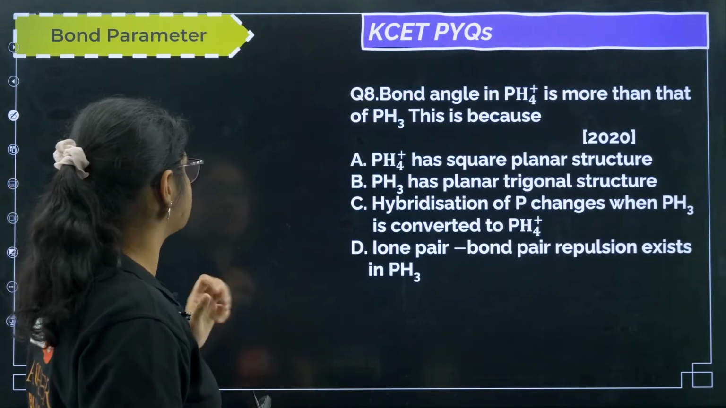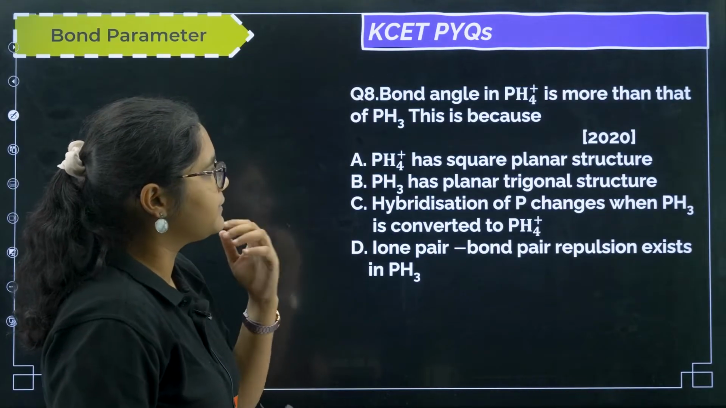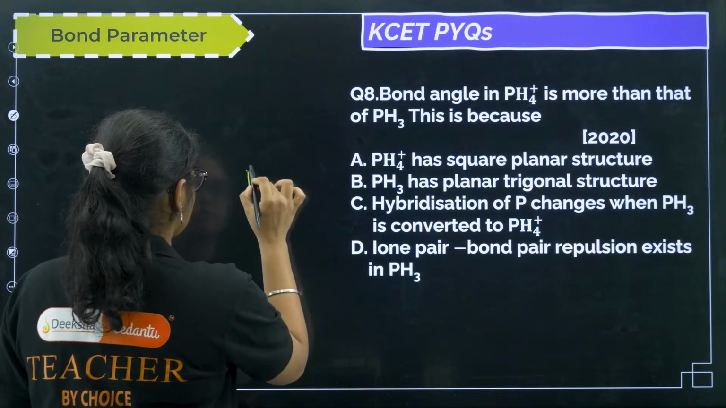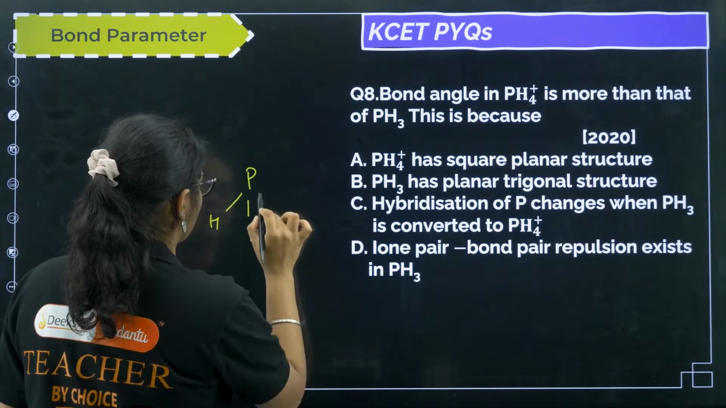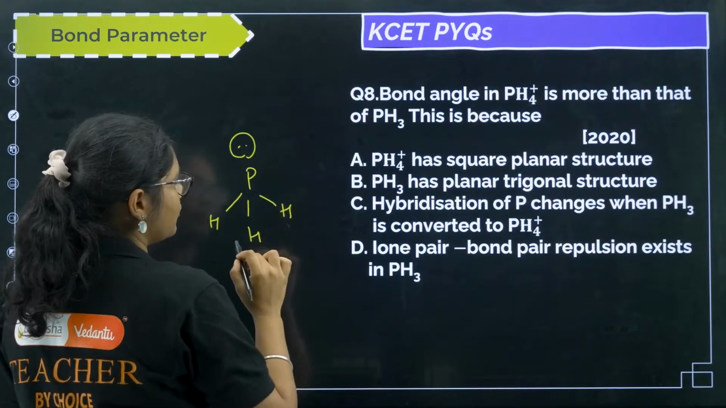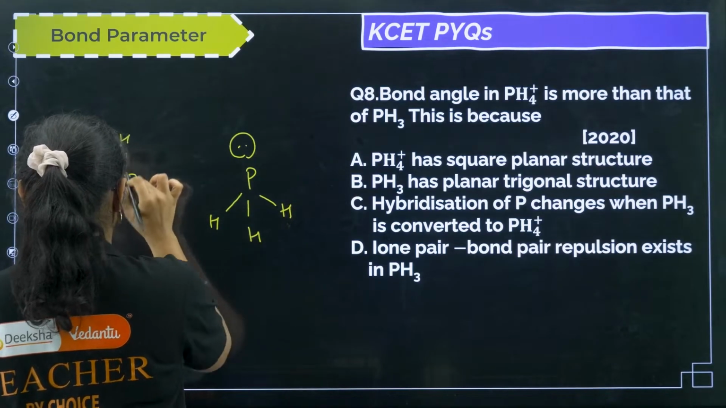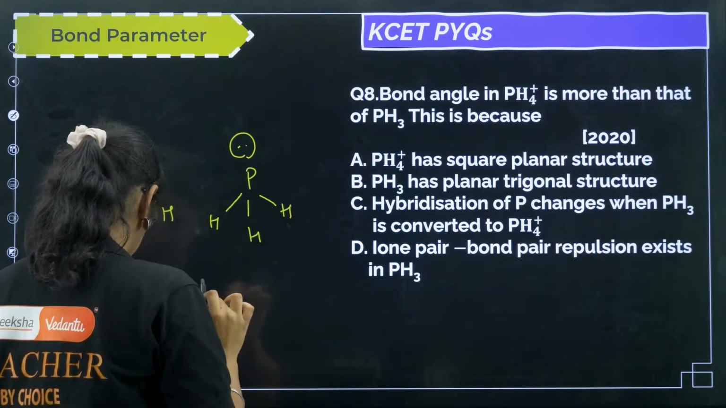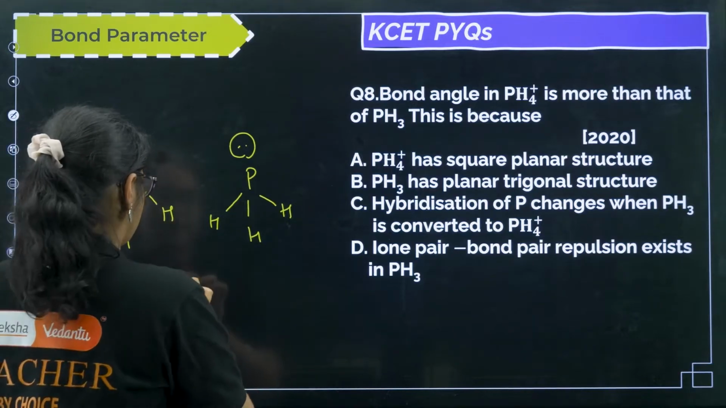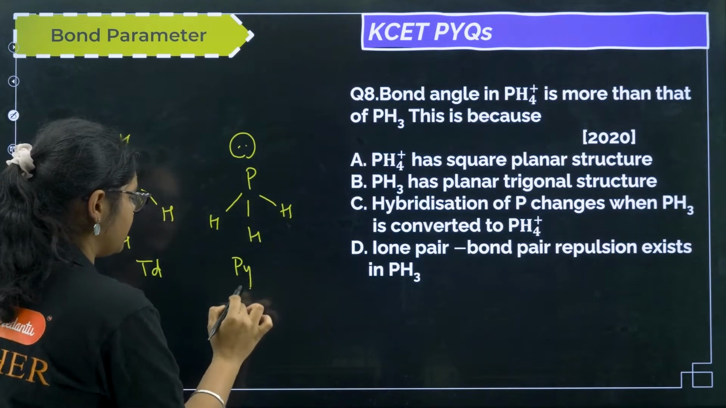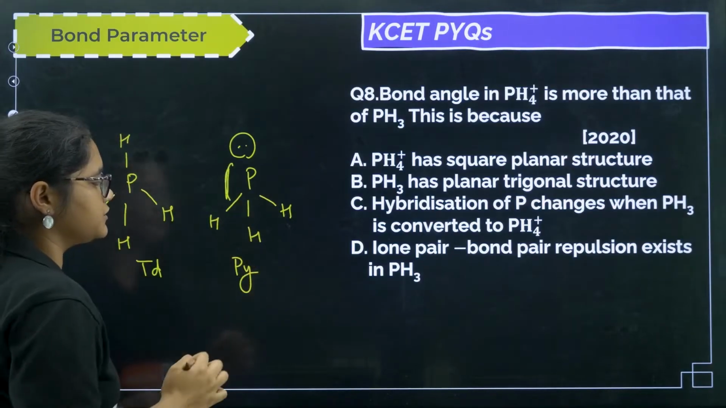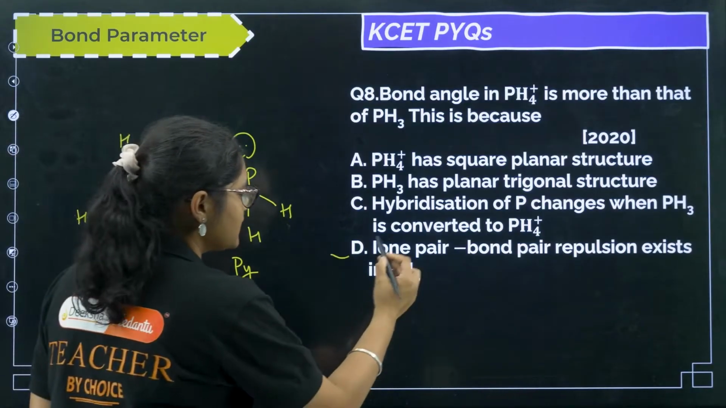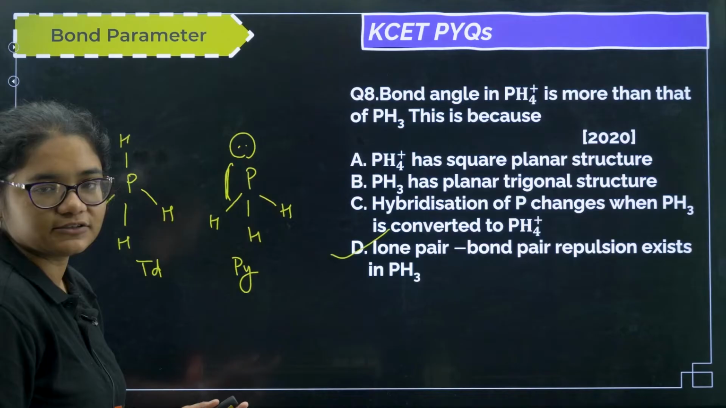Now this question is question number 8. Bond angle in PH4+ is more than that of PH3. This is because, if you know the structure of PH3, these questions are from your bond parameters. PH3 has a lone pair and PH4+ has no lone pair, right? So PH4+ has no lone pair, so what will happen? This one is a tetrahedral structure and this is a pyramidal structure, right? Due to the lone pair-bond pair repulsion, the bond angle decreases. So the correct answer is lone pair-bond pair repulsion exists in PH3.